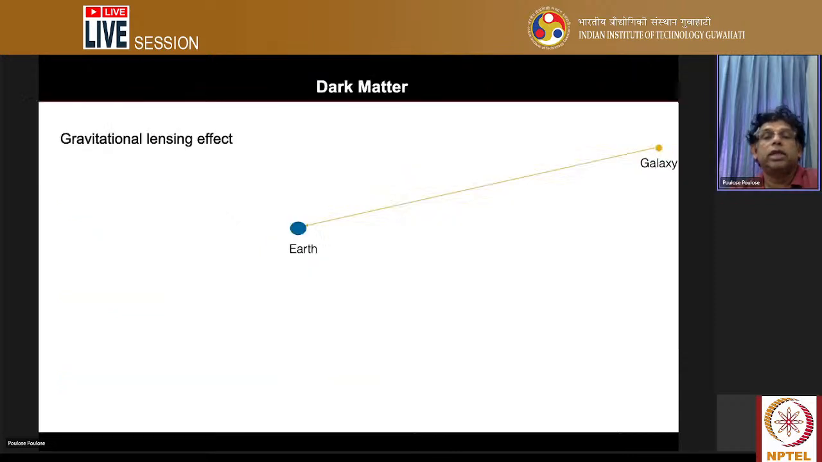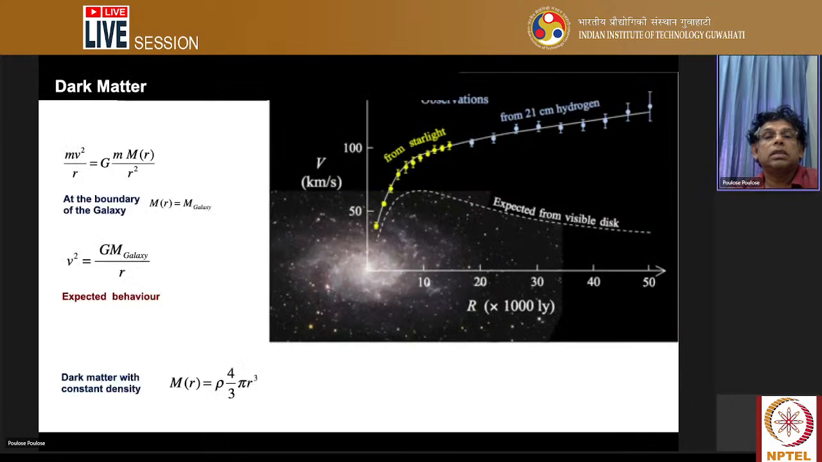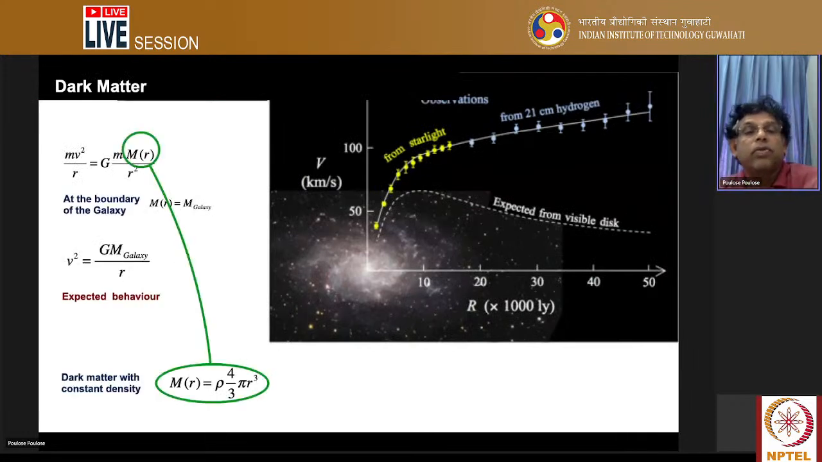So one way to take care of that is to think about some kind of additional mass that we have there. If dark matter is present and spread through the galaxy, then this can be explained. I will not go into the calculation here, but it's possible to explain if we consider dark matter to be present in the galaxy.